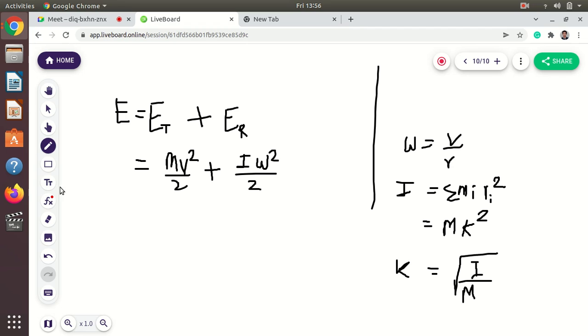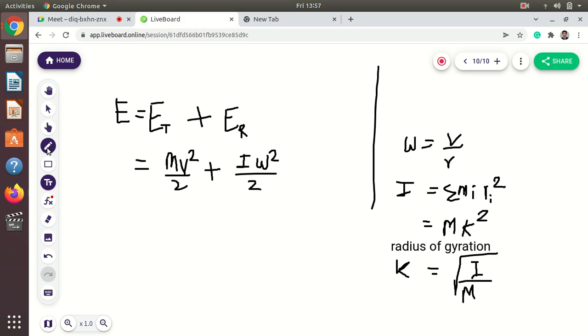This is the radius of gyration. K is equal to under root I upon M, where I is the moment of inertia of the system and M is the total mass of the system. So we will use these two definitions: omega is equal to v upon R and I is equal to M K square. So what will be the case?